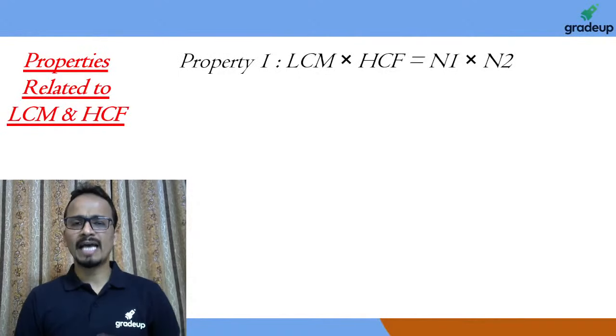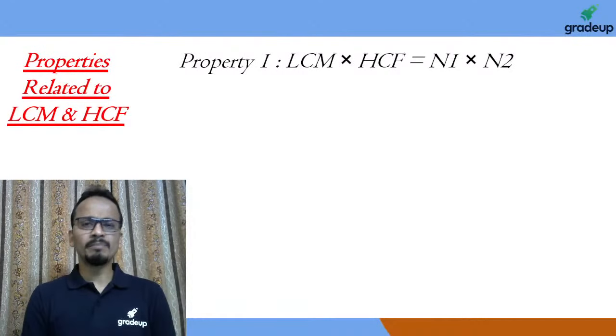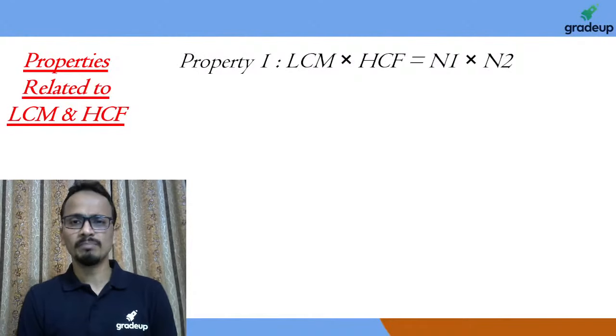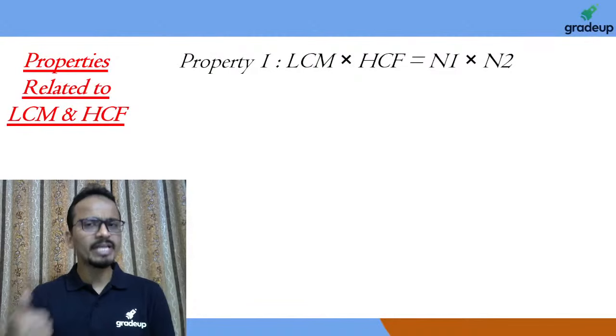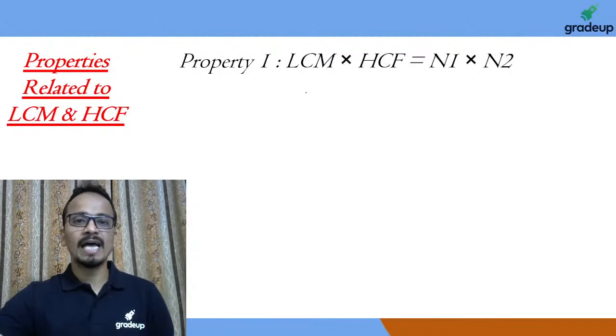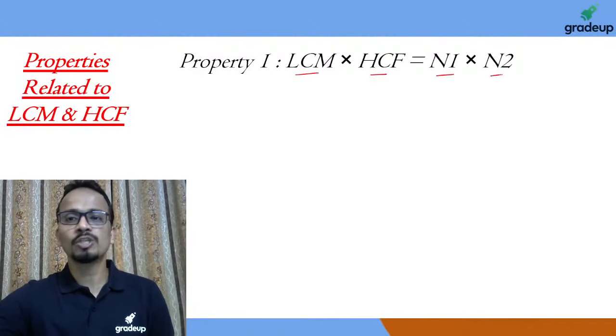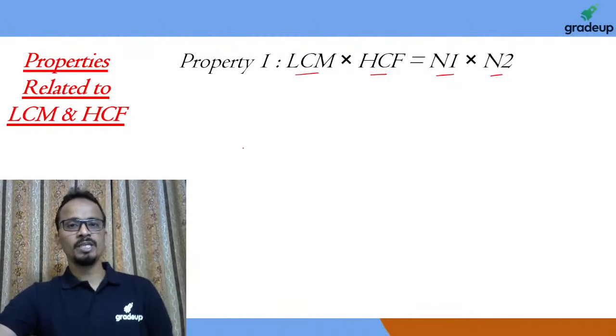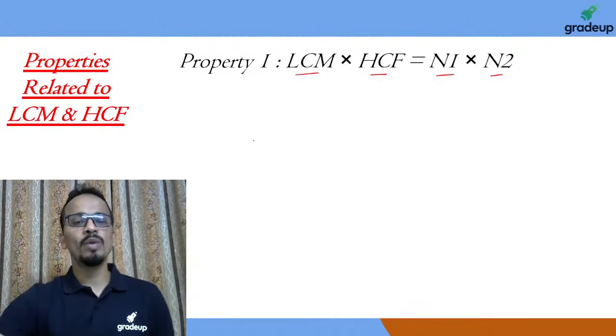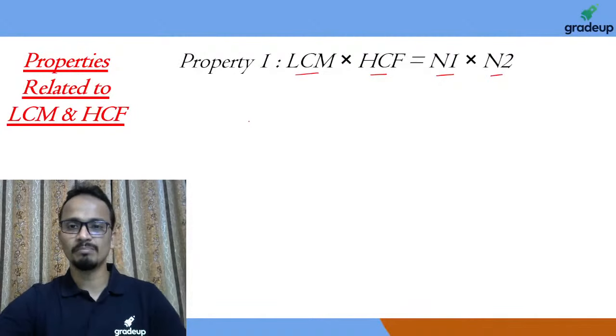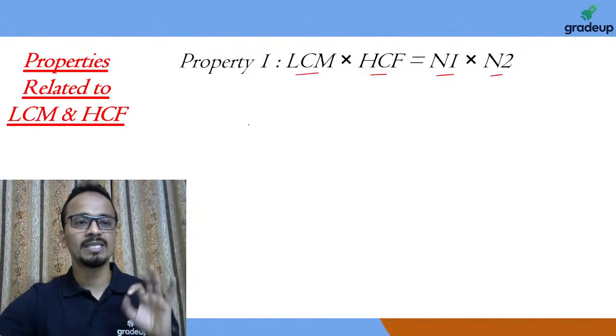Now, let's have a look at some of the properties related to LCM and HCF. Property number 1: this property is applicable when we are dealing with two numbers, let's say N1 and N2. You can always say that the product of LCM and HCF will be equal to the product of the two numbers. This can always be taken.